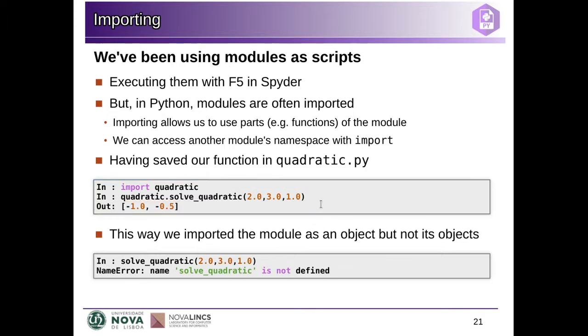This means we have imported the whole module as an object, and now we can access things inside the module, but these objects that belong to the module are accessible only inside the namespace of the module. So we need to have that dot there and say solve quadratic. If we try to just run the function, this will be an error because it's just the same as with split. There is no solve quadratic out here. It's only inside the quadratic module.